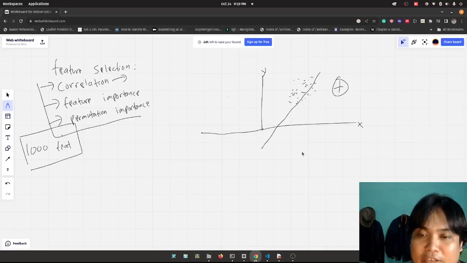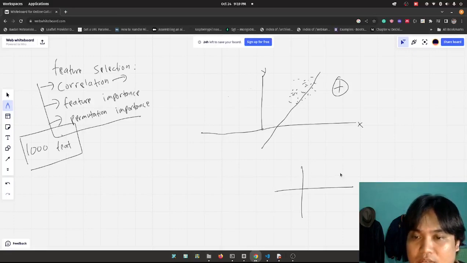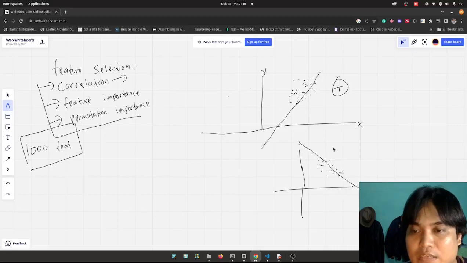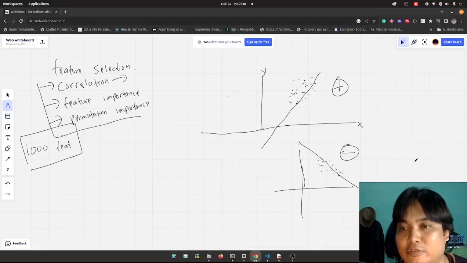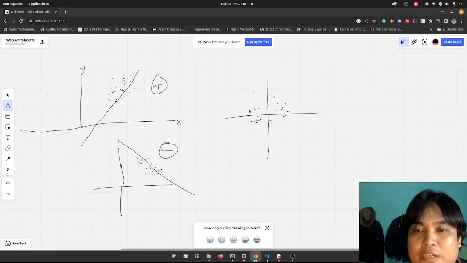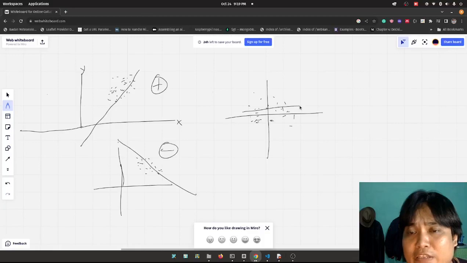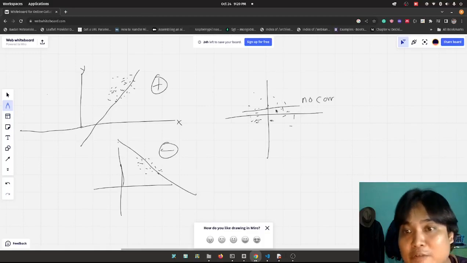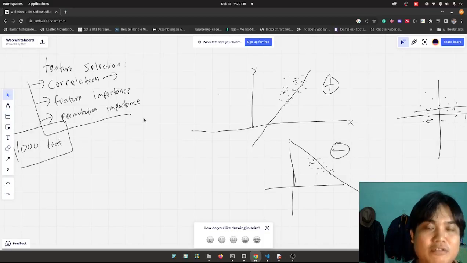Also, there is a correlation like this. The points, for example, are like this. And if we draw a line, it will be like this. And this is called negative correlation. And also, if we draw a straight line, it will be like this, I think. And the magnitude of this will be near zero. Yeah, the slope of this line is near zero. And yeah, this is for the correlation.